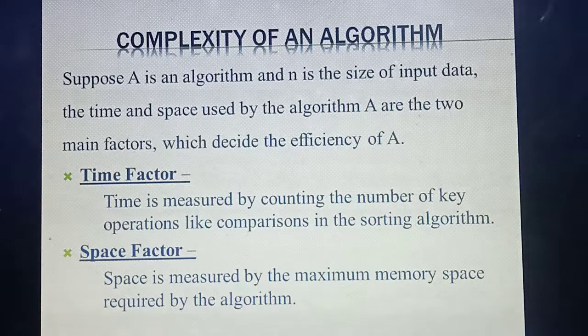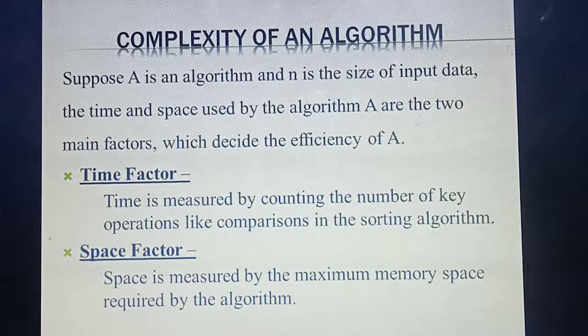Based on the operations you are using in that algorithm, it will count how much time is required for the algorithm to compute. Understood time factor? Time factor is mainly measured by counting the number of operations. If you are adding two numbers, only one operation will be there. Adding 50 numbers means that many operations. Based on that you need to calculate the time factor. Okay, next one is the space factor.